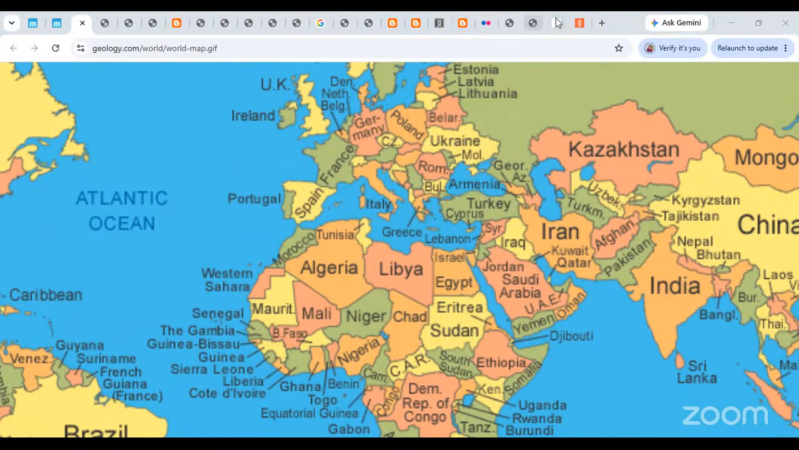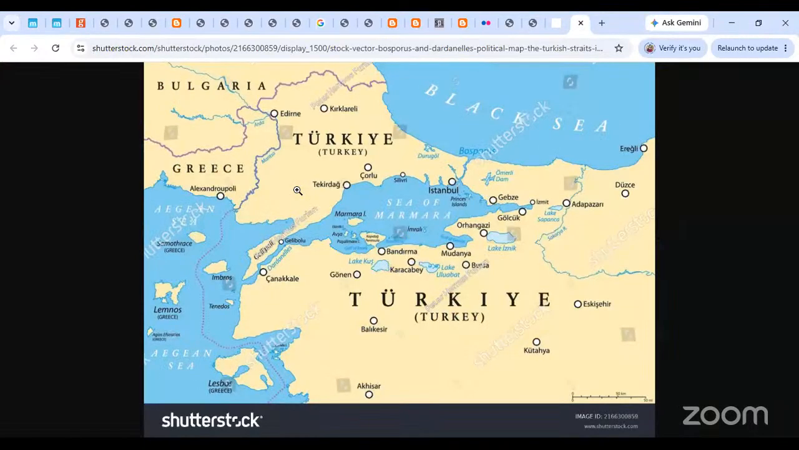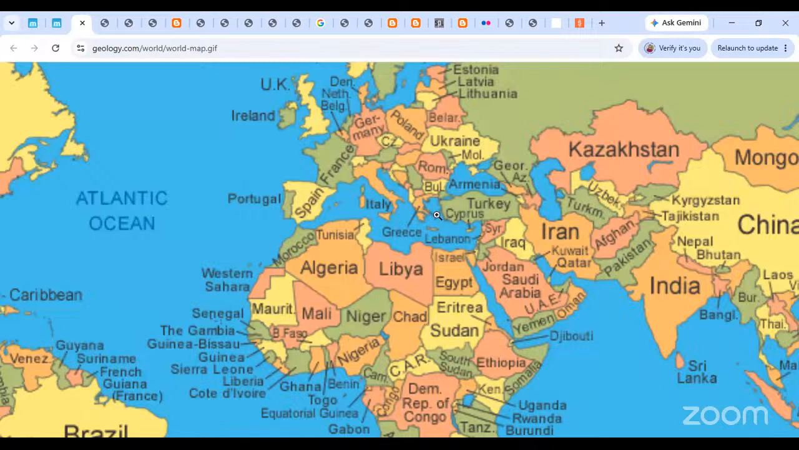So from the Mediterranean, let me show you the picture. See, this is the Mediterranean, and to the northern part of the Mediterranean, you will have the Aegean Sea. See this part? This is going to be the Aegean Sea. So you are into this part.